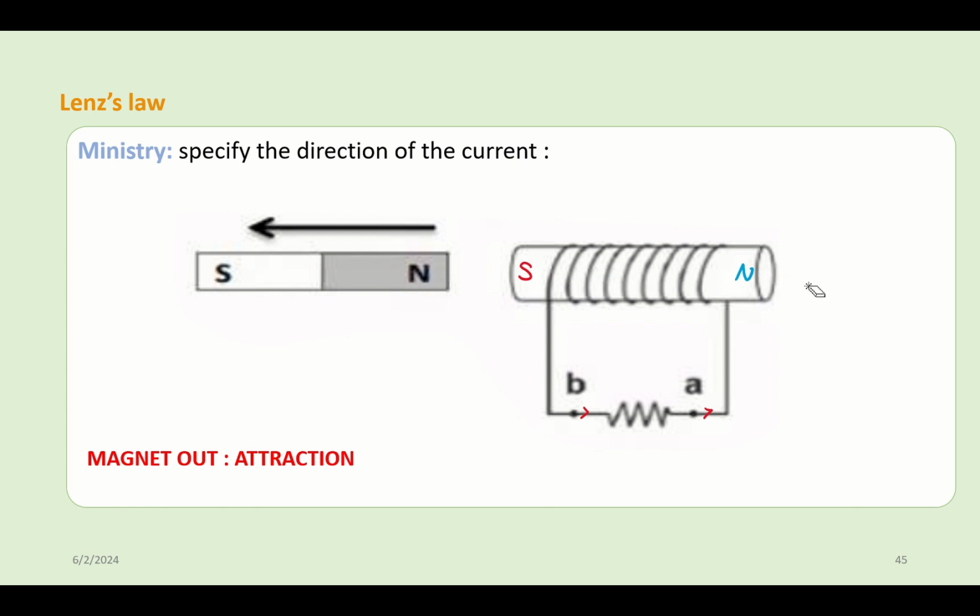What about the direction of the current? We're going to use the right-hand rule. We're going to put the thumb in the direction of the north pole. The four fingers will be in the direction of the current. So from the side that you can see from the coil here, the current will be going down, like this.